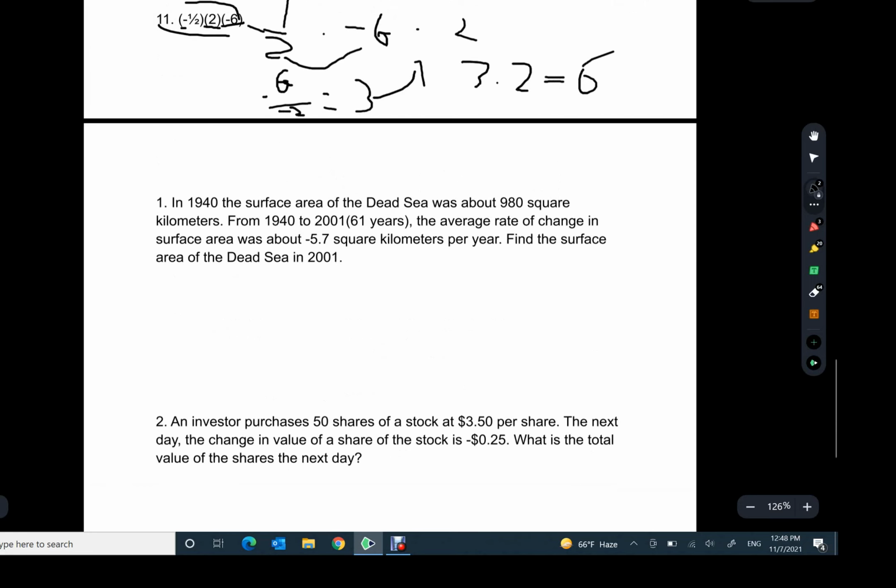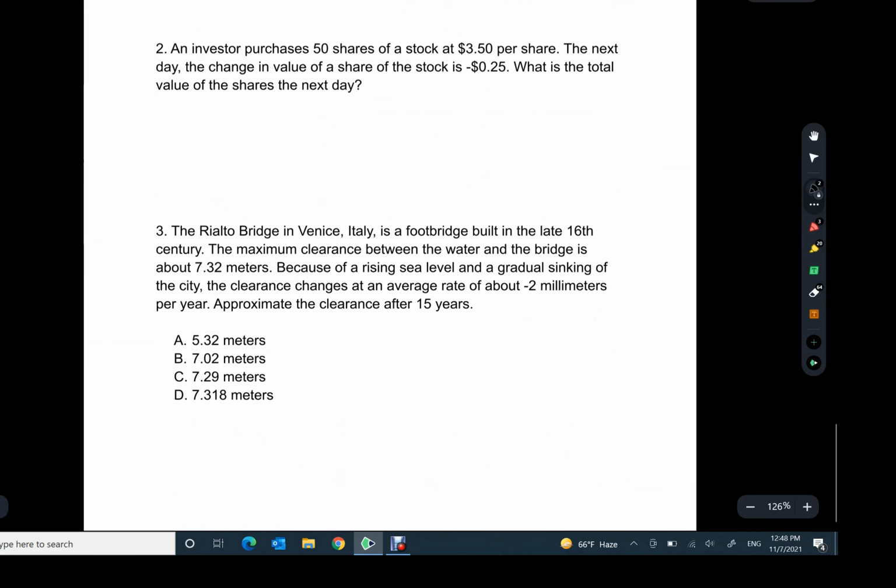Alright, so the next page shows 3 word problems. So let's just start with the second word problem. And this word problem says, the investor purchases 50 shares of a stock at $3.50 per share. And the next day, the value of one share of the stock is changed to negative 0.25. So what is the total value of the shares the next day? Since the next day, it says in the problem, one share is changed to negative 25 cents. So that would mean that we would have to multiply 50 by negative 0.25.